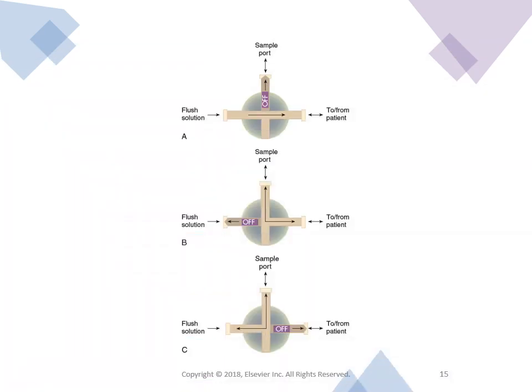A three-way stopcock in a vascular line system shows the various positions used. In A, normal operating position with flush solution going to the patient and the sample port closed. Position B is the position to draw a blood gas sample from the vascular line. It's closed to the flush solution. C is positioned to flush the sampling port. It is closed to the patient. In any intermediate position, all ports are closed.